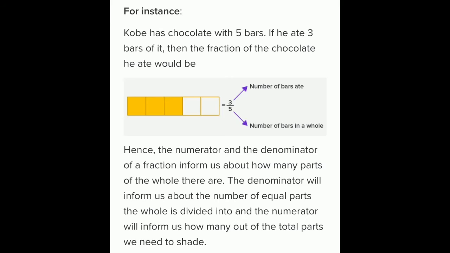Let us see one example. Cobb has a chocolate with 5 bars. If he ate 3 bars of it, then the fraction of the chocolate he ate would be 3 by 5. 3 is the number of bars eaten and 5 is the number of bars in the whole. Hence, the numerator and the denominator of a fraction inform us about how many parts of the whole there are. The denominator informs us about the number of equal parts the whole is divided into, and the numerator informs us how many parts of the total parts we need to take.